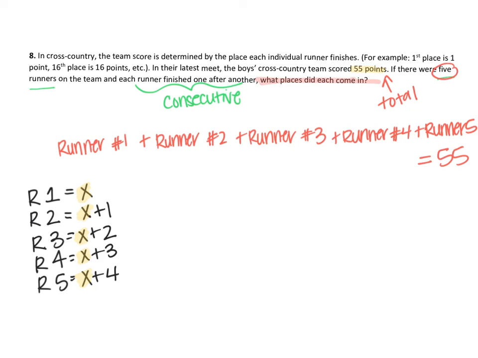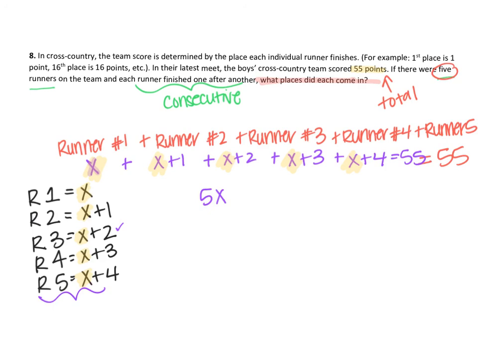So now, if I plug everything in, it would look like this. So it'd be x plus runner 2 is x plus 1 plus runner 3 is x plus 2 plus runner 4 is x plus 3. And lastly, we identified runner 5 as x plus 4. And we know total they made 55 points. All right, so we have some heavy-duty combining like terms here. We have an x, 2x, 3x, 4x, 5x. So 5 x's.